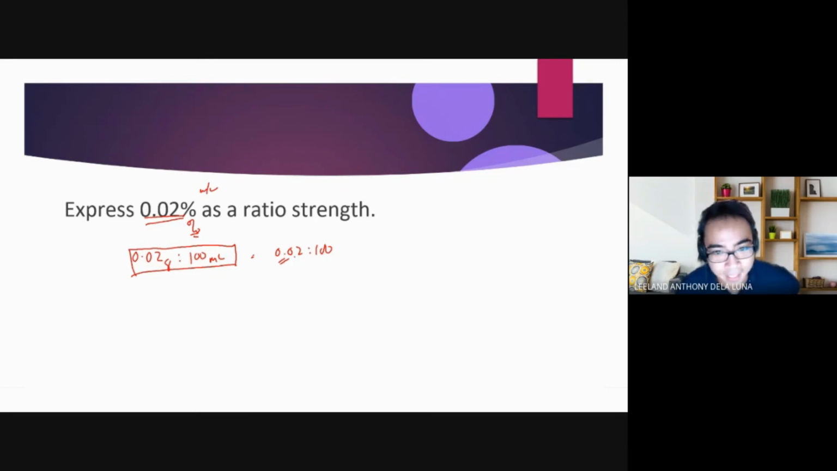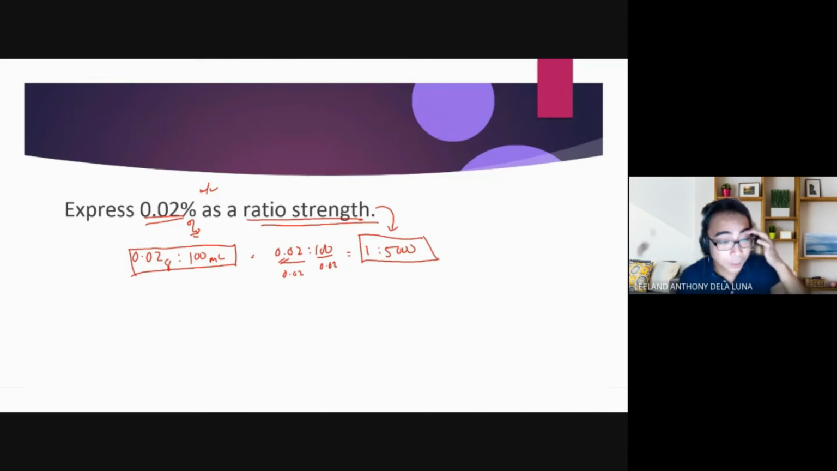Now, how do I convert this, class, to a value of 1? Ang 0.02 na to. So if I want to convert this to 1, class, obviously, I have to divide both the numerator and the denominator by 0.02. Ang lalabas niyan would be 1 is 2. So 100 divided by 0.02, 5,000. So are we clear? So therefore, class, 0.02%, if you express it in ratio strength, is equivalent to 1 is to 5,000.